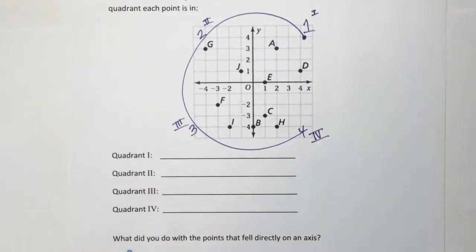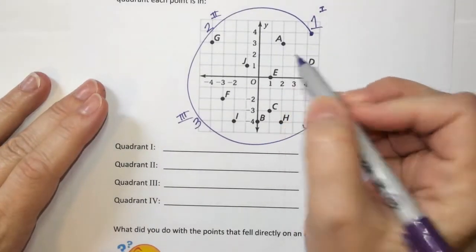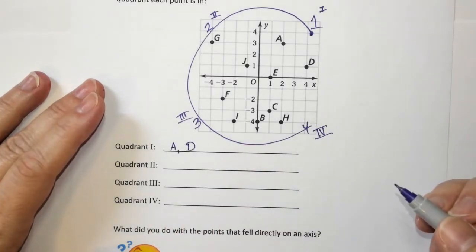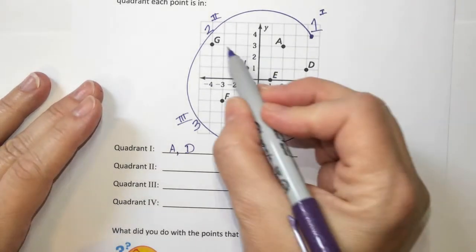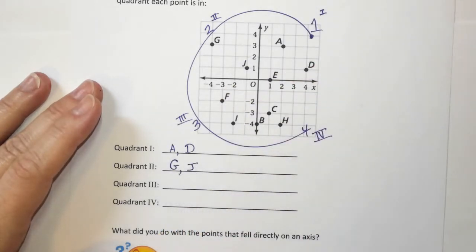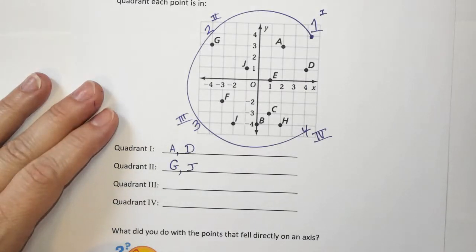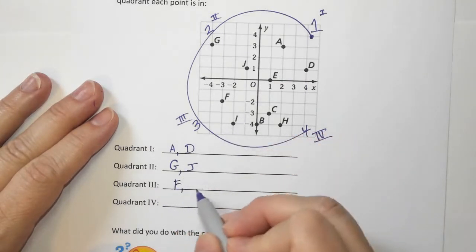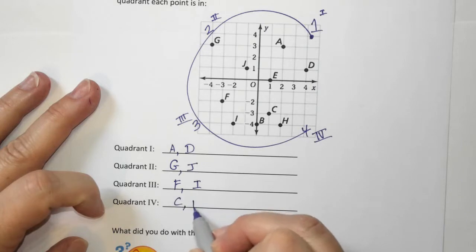So in quadrant 1, what do I have? Over here, I have A, I have D, and that's it. And in quadrant 2, what do I have? I have G and I have J. So go ahead and pause here and finish this up. All right, quadrant 3. What points do I have here? I have F and I have I. In quadrant 4, I see a C and an H.